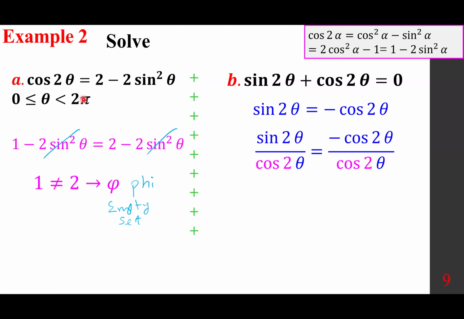So it's pretty straightforward. When you do that, what happens? The left side is sine over cosine. That is tangent of 2 theta. The right side is just -1, everybody. -1. Very straightforward.